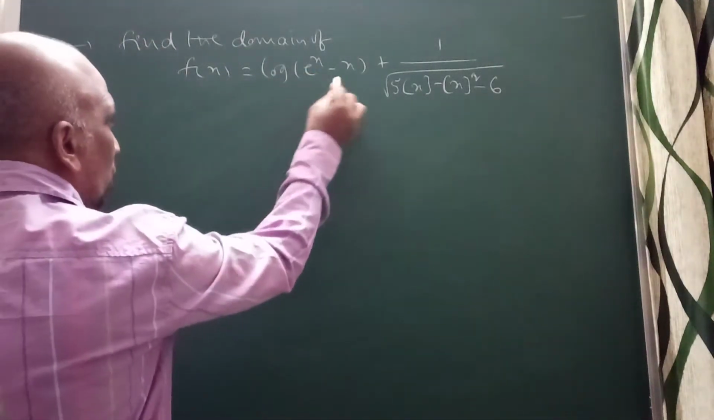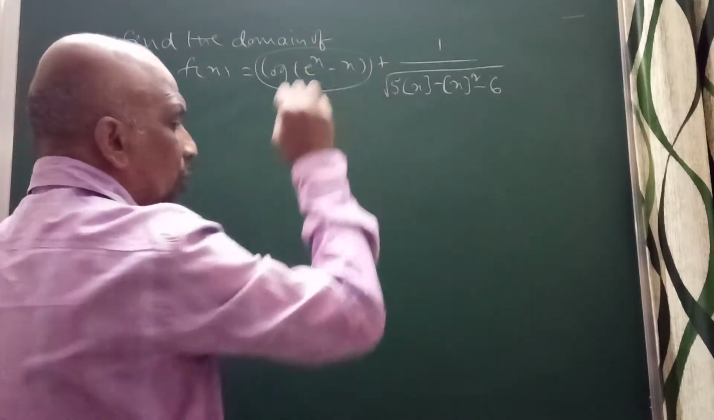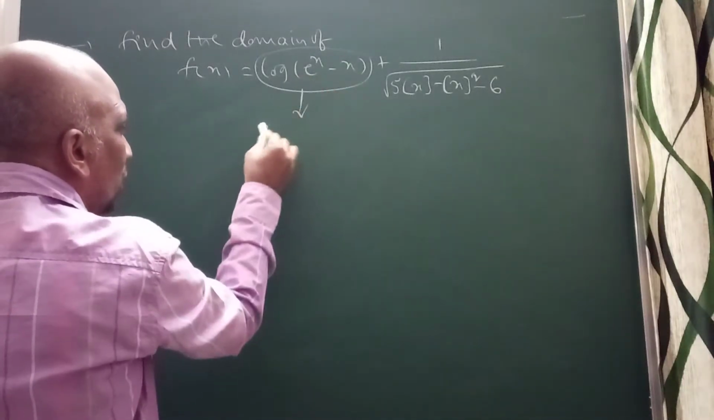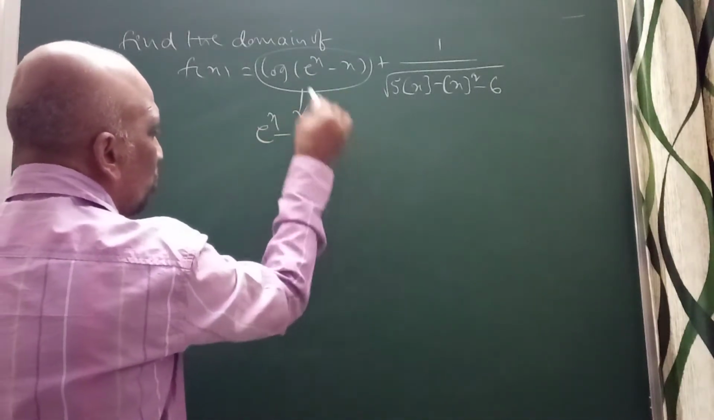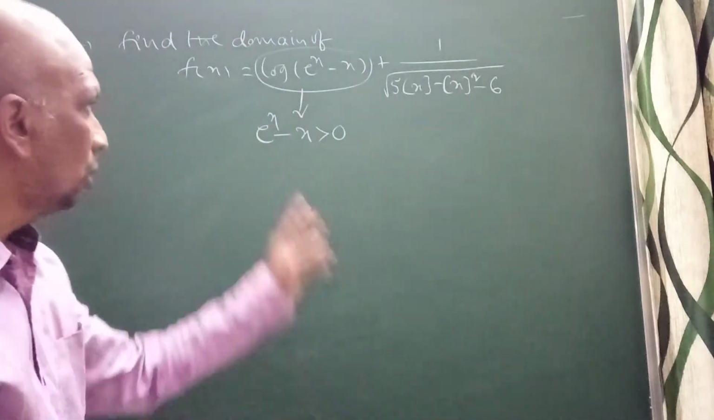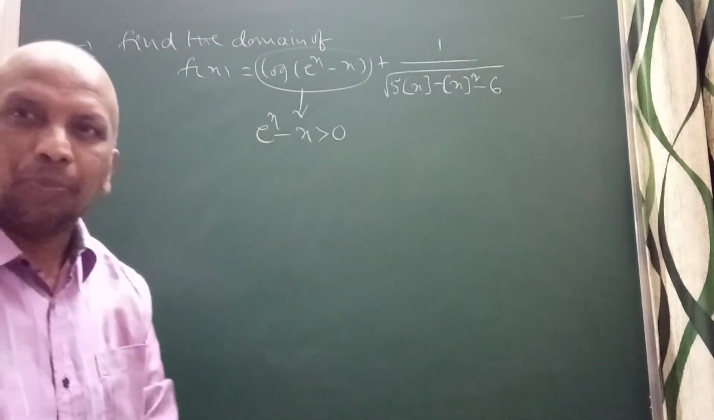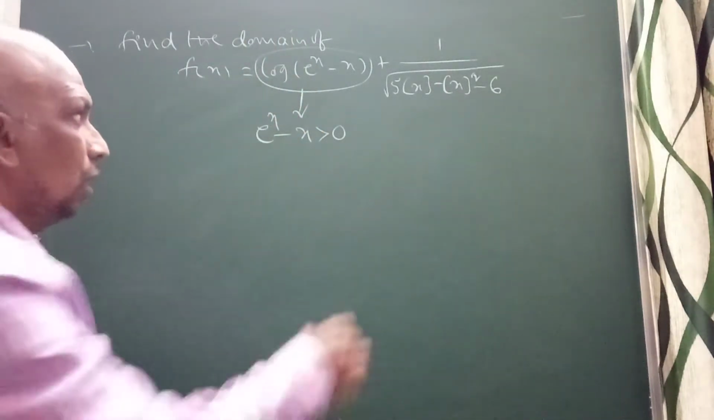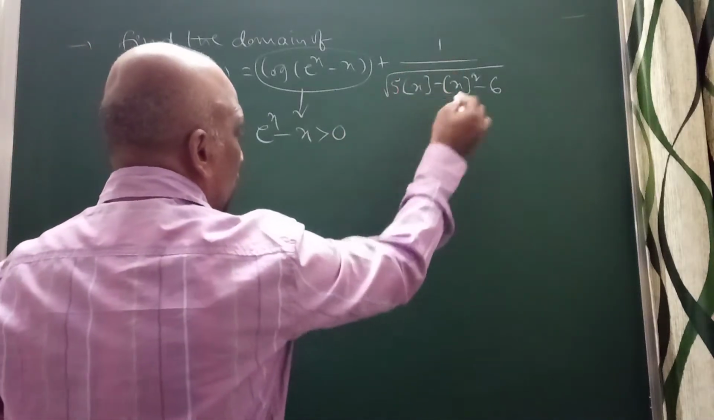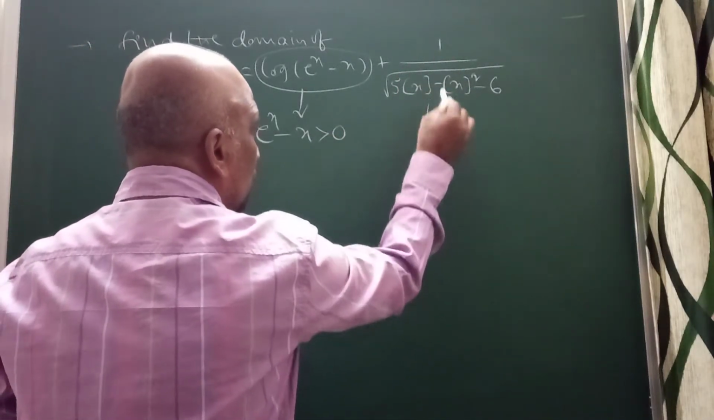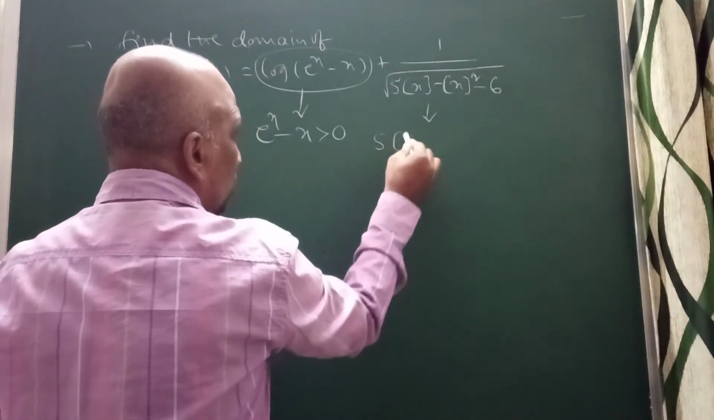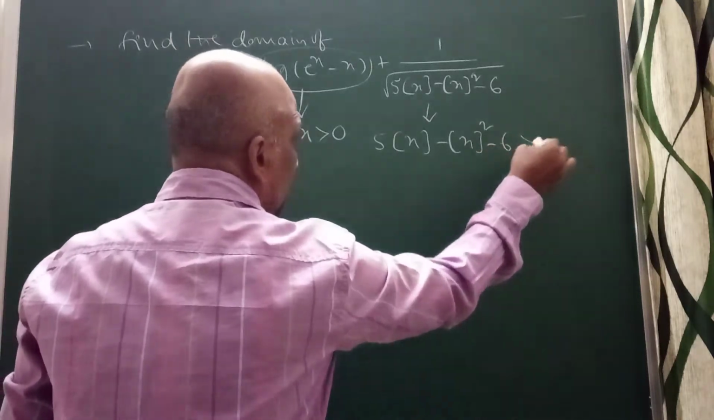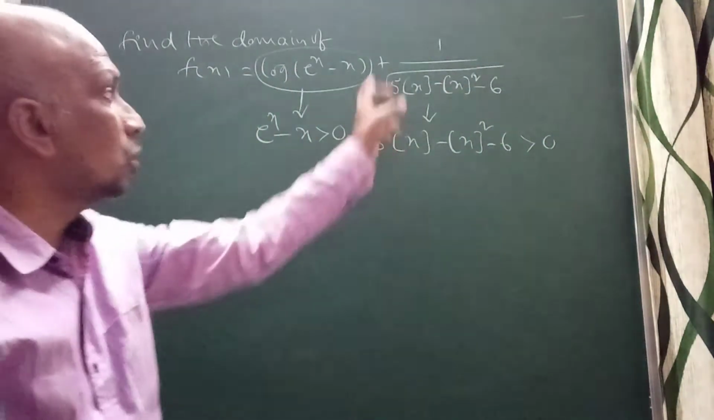Now, the logarithmic function will be defined when its argument is positive. So this will be defined when e^x minus x is positive, so e^x minus x should be greater than 0. If it is greater than 0, then I can define the logarithm. That one is fine. Coming to the root, when can I define it? Inside, I can write 5[x] minus [x]^2 minus 6, which should be greater than 0. Then only I can define this root.